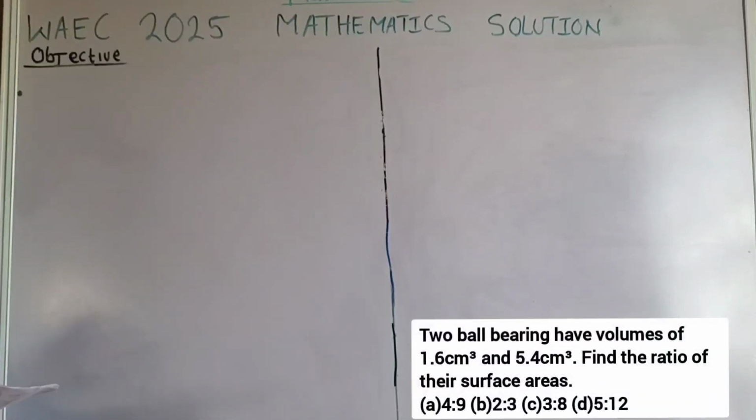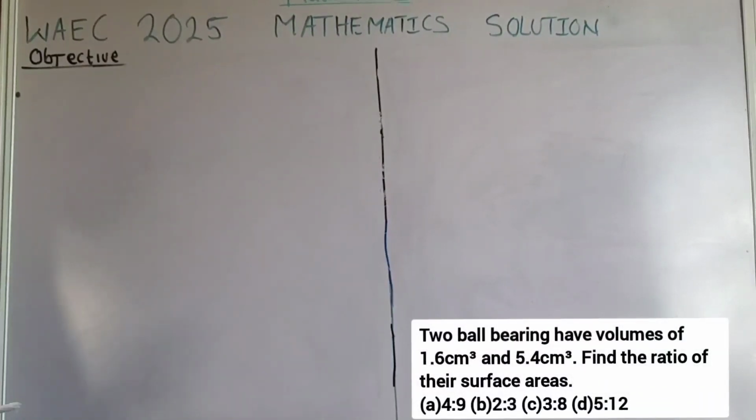Two ball bearings have volumes 1.6 cm³ and 5.4 cm³. Find the ratio of their surface area. Okay, please, I want you to pay attention. We are given two ball bearings.